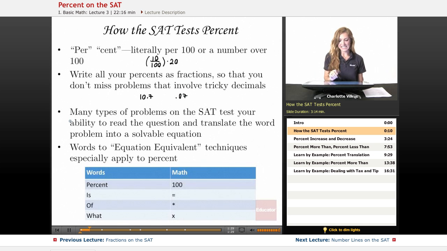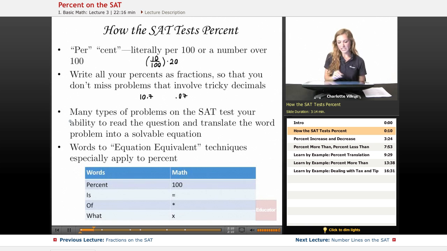Many types of problems on the SAT test your ability to read the question and translate the word problem into a solvable equation. You probably have gotten sick of seeing word problems on the SAT if you've taken some practice tests, or even if you've been watching these videos and doing the learn by example ones. You've seen that there are a lot more word problems on the SAT than on your standard math test, where you just get an equation and you're supposed to solve it or factor it. Word problems come up a lot with percent especially.